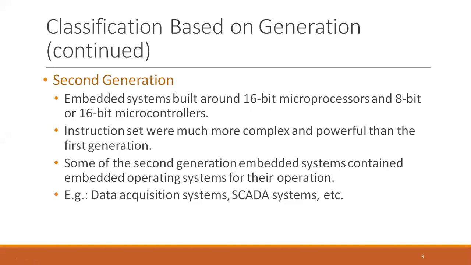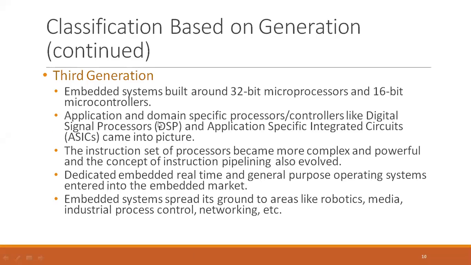Some of the second generation embedded systems contained an embedded operating system for their operation, right? Examples are data acquisition systems, SCADA systems, and so on. Right. So the second generation is built around 16-bit microprocessors as well as 8-bit or 16-bit microcontrollers, and they have a relatively complex instruction set and are more powerful than the first generation embedded systems.